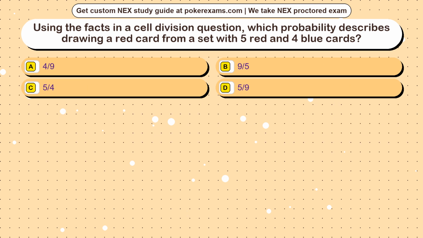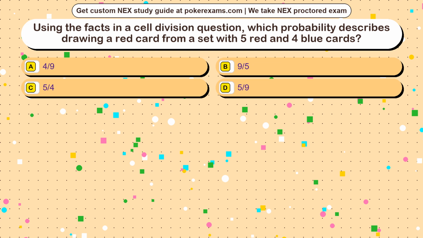Question 16. Using the facts in a cell division question, which probability describes drawing a red card from a set with 5 red and 4 blue cards? Option A, 4/9. Option B, 9/5. Option C, 5/4. Option D, 5/9.